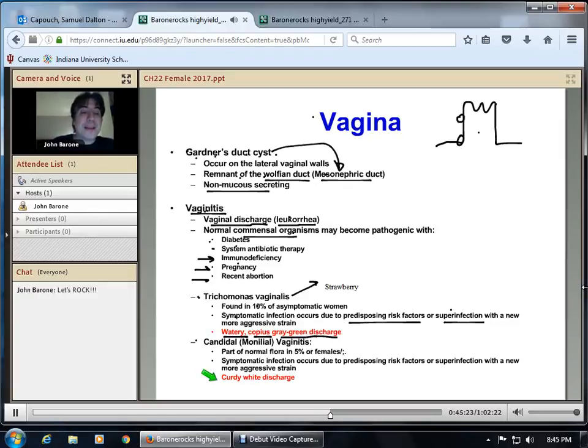Now, this is going to be a lot different. Still itching, still irritated, but now you see this thick, white, curdy patch of discharge. It's like this white, cheesy stuff going to the vagina. That's the yeast infection due to Candida, candidiasis. Under the microscope, you'll see yeast and pseudohyphae.